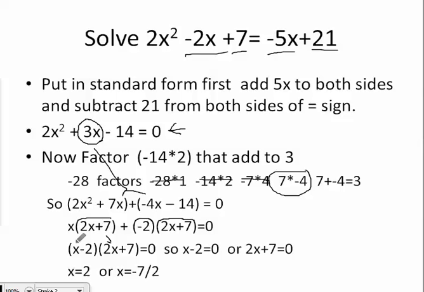So if I was trying to solve this, I know that this all equals 0. That means that x minus 2 equals 0, or 2x plus 7 equals 0. Solving for those, adding 2 to both sides, I get that x is equal to 2, or x is equal to negative 7 over 2. Okay? That's one of the ways you can solve these type of problems.